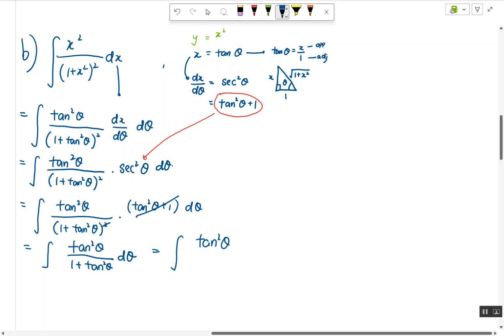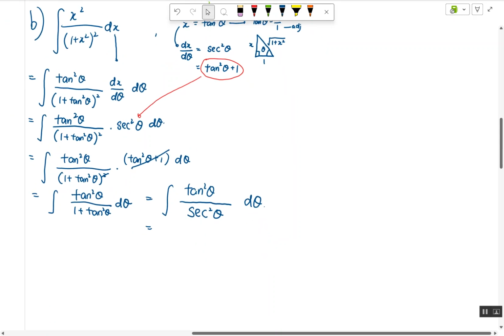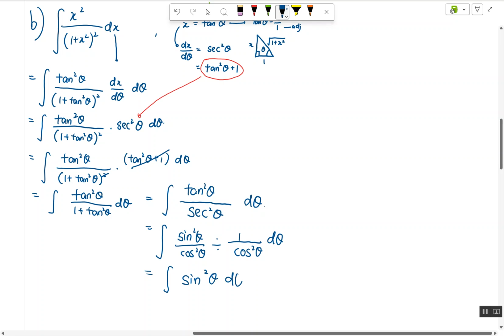I know that tangent square plus 1 is equal to secant square. So I change this to become secant square theta, d theta. I still don't know what's going to happen. What is the most basic form of tangent square? Sine square over cos square theta, divided by secant square. Secant square is 1 over cos square theta, d theta. And then I'm going to realize that this is just going to be equal to sine square theta. Flip the cos square on top, you can cancel.